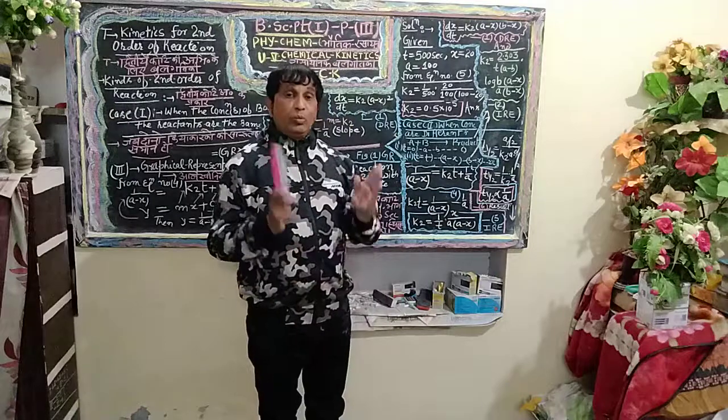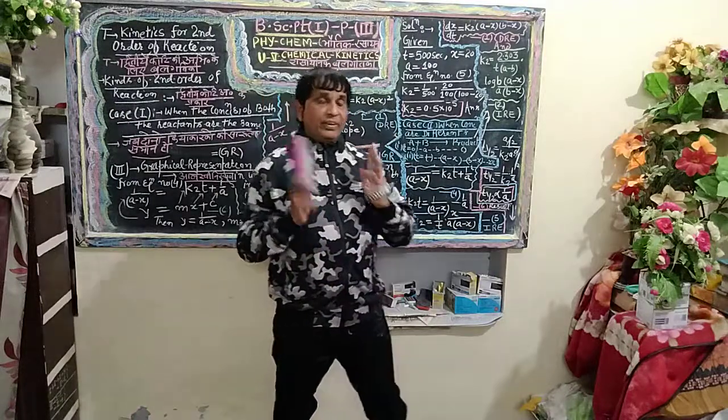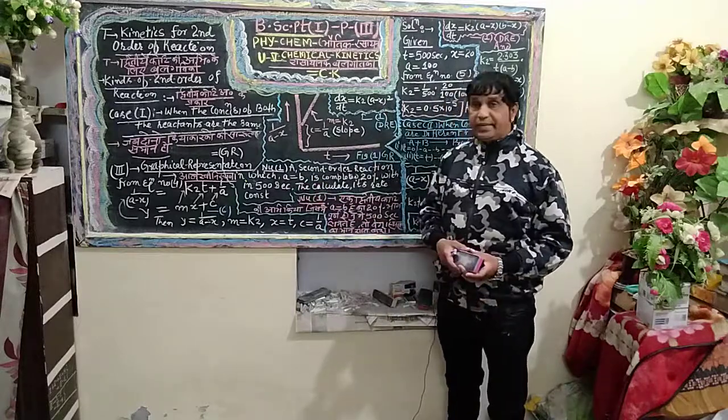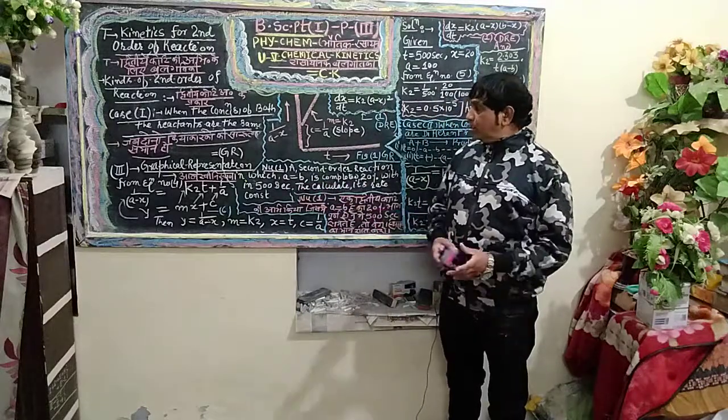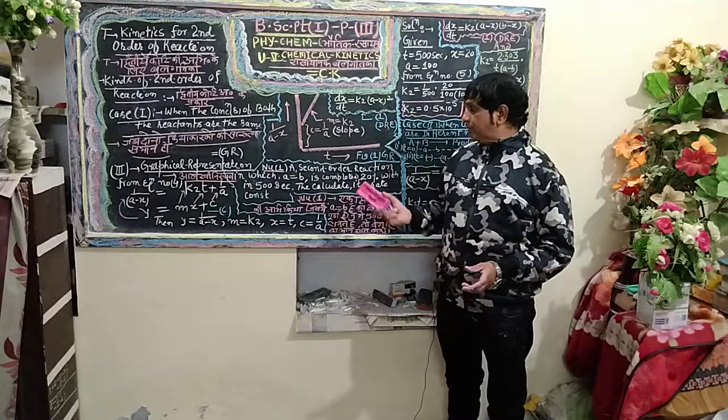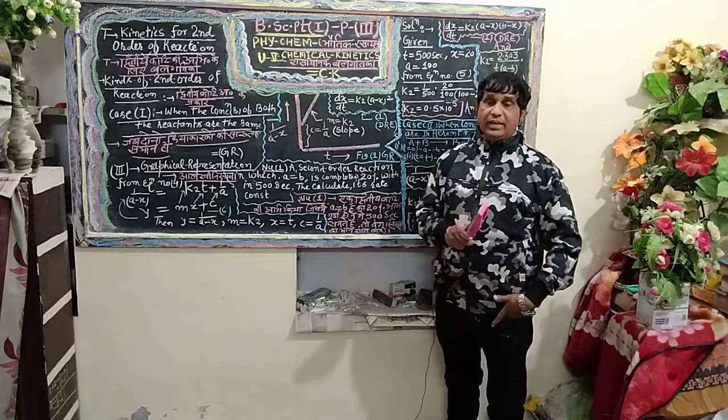Students of basic part 1, once again I read the fundamental numerical I have selected here: numerical 1, a second order reaction in which A is equal to B is completed 20% within 500 seconds.